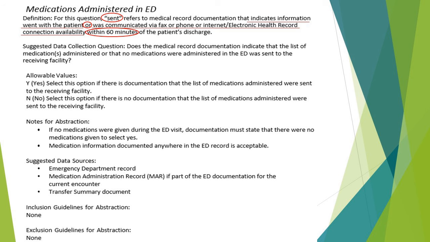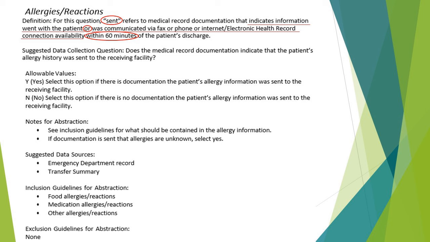So again, I'm just going to skim over these because the main thing, like I said, I wanted to point out for the data elements, the allergies and reactions, medications given in the ED, the medication history, and so on, was that you have to indicate what information went with the patient or was communicated to the receiving facility, via one method or another, within the 60 minutes. That is obviously the key thing right there, within the 60 minutes. And, of course, making sure that it's documented.